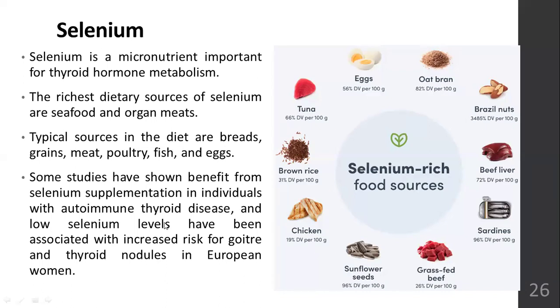Some studies have shown the benefit of selenium supplements in individuals with autoimmune thyroid diseases. When this study was done, people who had low selenium levels had a higher risk of getting goiter or thyroid nodules. That study was only done on European women, not in any other ethnicity. So this was the conclusion that women who had low selenium levels in their body had the risk of developing goiter. They had low TSH or T4 levels also. So that was the association they found between selenium and thyroid disorders.